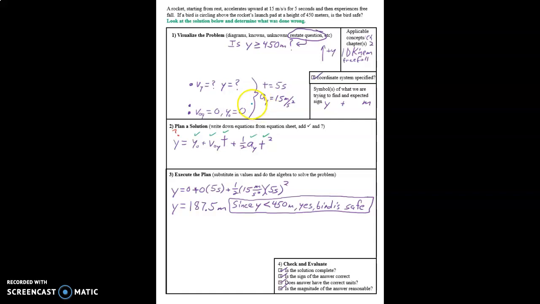Is it only going to go upward when the engines are on? When the engines are on, it has this acceleration of 15 meters per second squared. But it doesn't stop going upward the moment the engines shut off. Just like when you throw a ball upward, the ball doesn't stop going upward the moment your hand stops touching it. Once your hand stops touching the ball, then it's in free fall. It keeps going upward for a while.